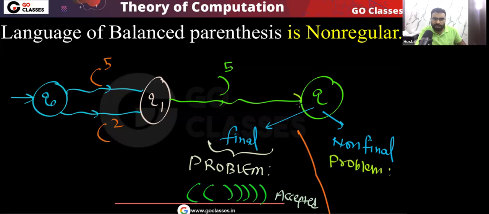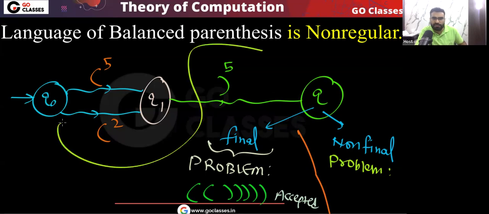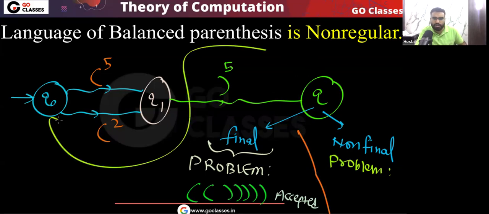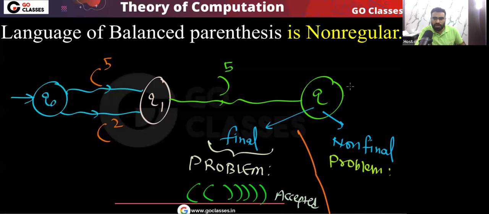See, this state q, if I make it final, then there is a problem because this string will be accepted, but actually this string is not in the language. So if I make it non-final, then is there any problem? Yes, there is a problem. This string, open bracket power 5, close bracket power 5, will be rejected, which is another problem. So you can see that this state q, if I make it final, then problem. If I make it non-final, then problem. Whatever I do, there is a problem.